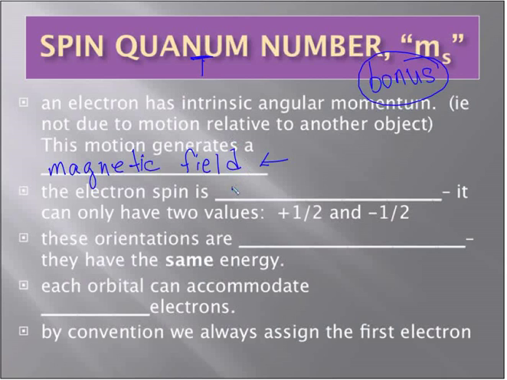splitting of lines was seen. And this splitting was into two parts. So we see that the electron, what we call spin, is quantized. It has only two values, plus 1/2 and minus 1/2. Now, normally, these orientations are considered degenerate.